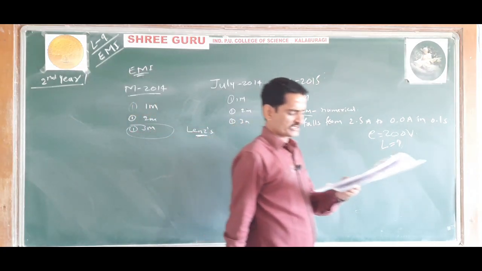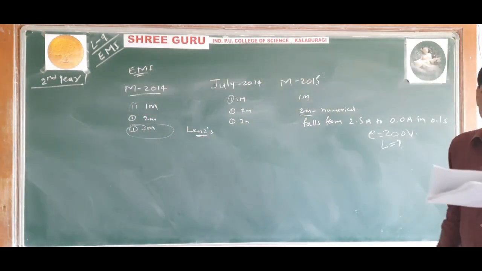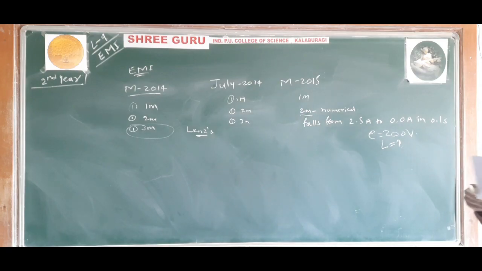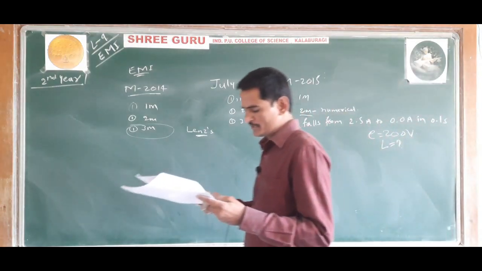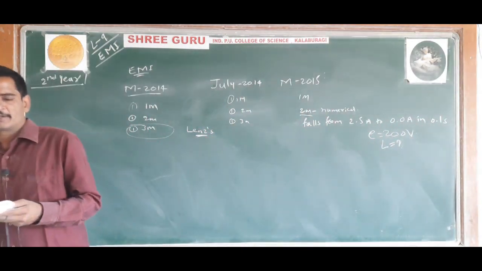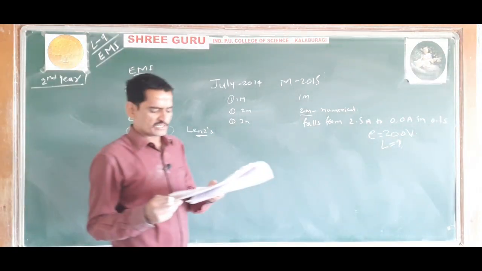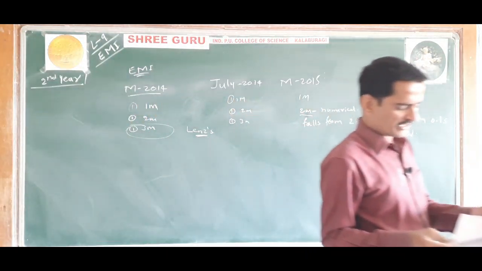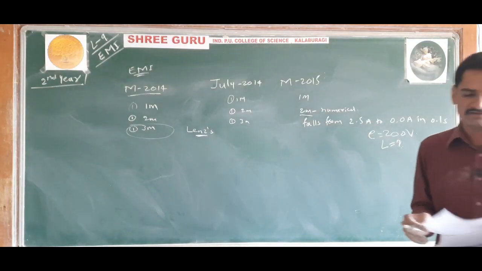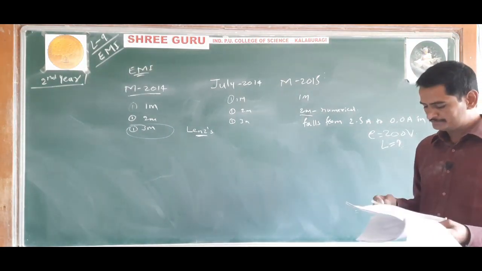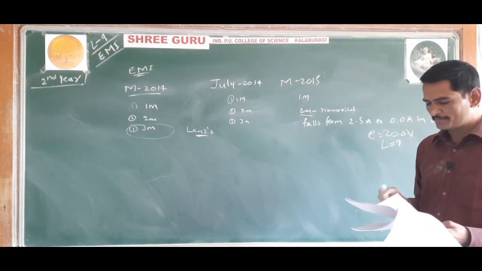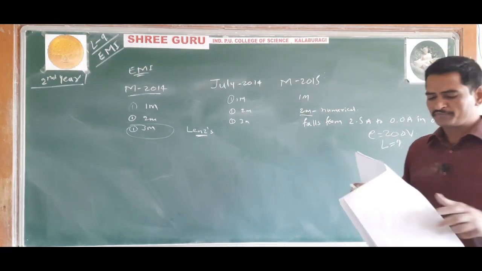Next, 3 marks question. Derive the expression for motional EMF induced in a conductor moving in a uniform magnetic field. This is for 3 marks. And next question paper is July 2015.